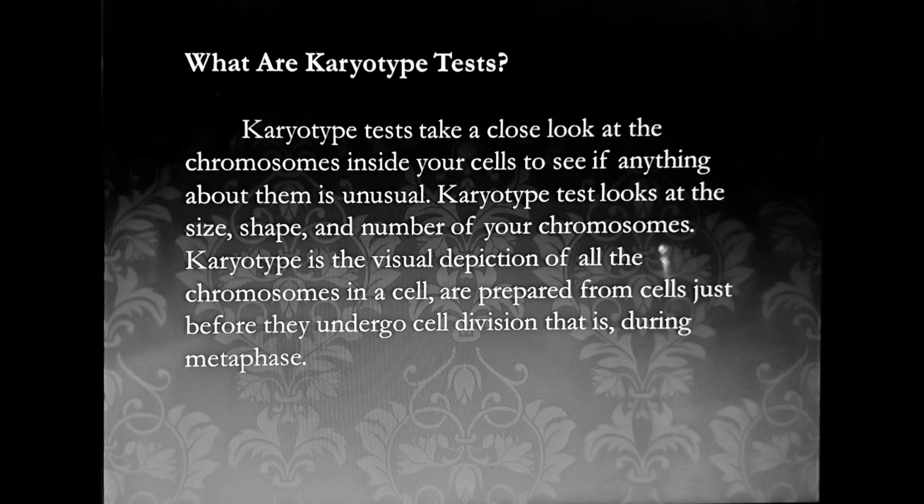Now, why typically only in metaphase stage? Because during metaphase stage, all the chromosomes are aligned at the center, so it is easy to distinguish and define them. We don't have to search the whole cell, they are present in a single line in the middle of the cell. This is characteristic of metaphase stage. So that's why metaphase chromosomes are preferred.